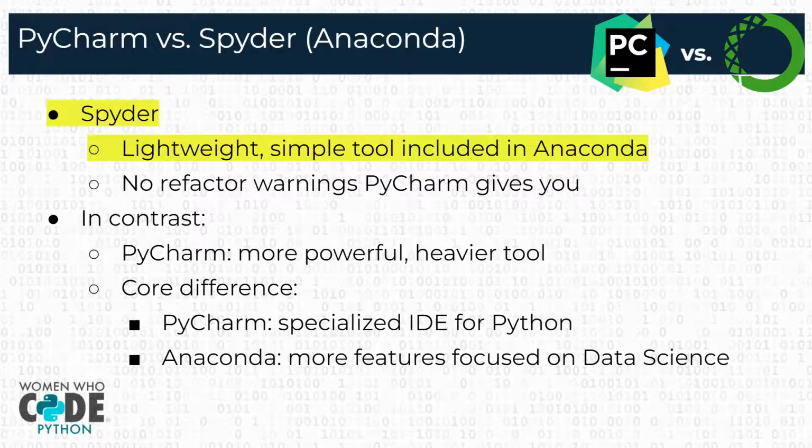So PyCharm and Spyder are both cross-platform IDEs featuring many helpful and intelligent features such as code completion, etc. However, Spyder is a lightweight IDE specifically designed for scientific Python development. It is included in Anaconda, while PyCharm is more resource intensive, more powerful for programming, Spyder is considered simpler and lighter weight.